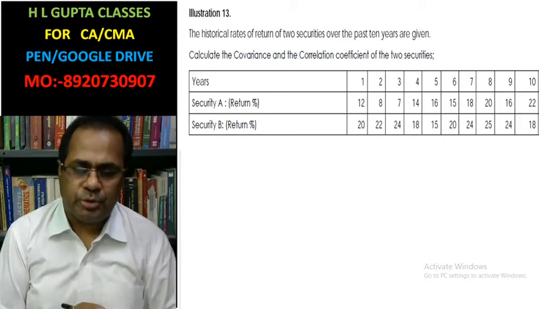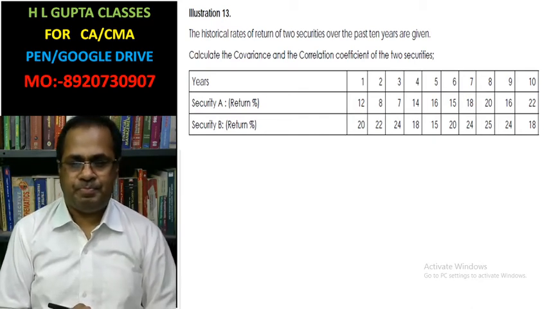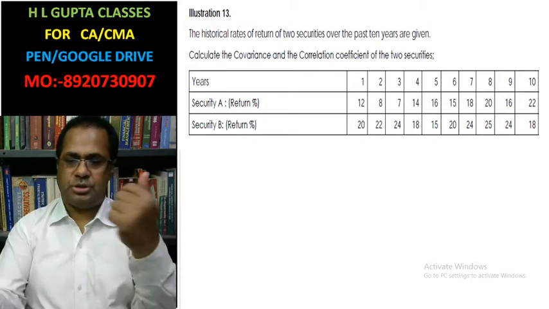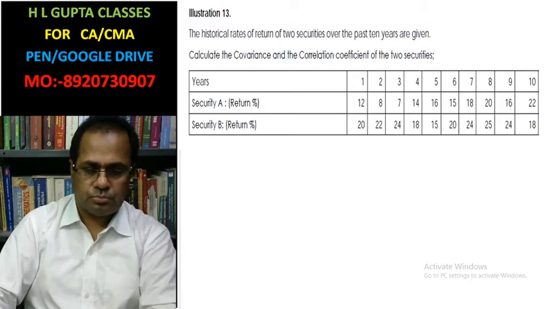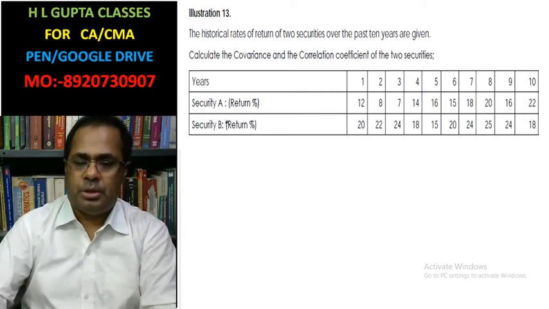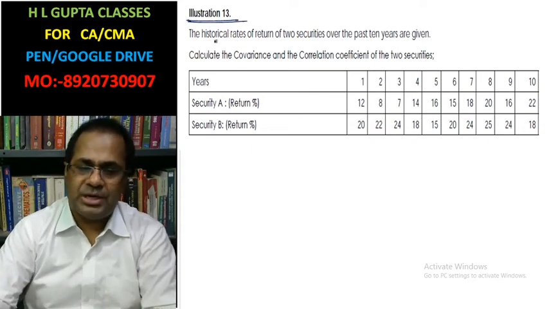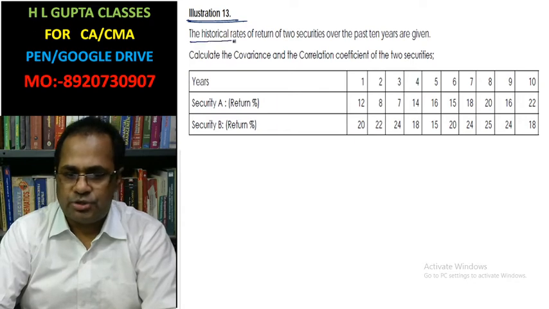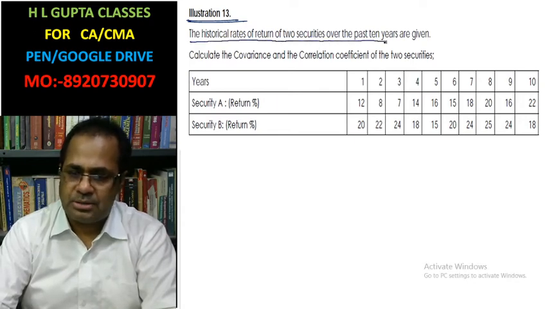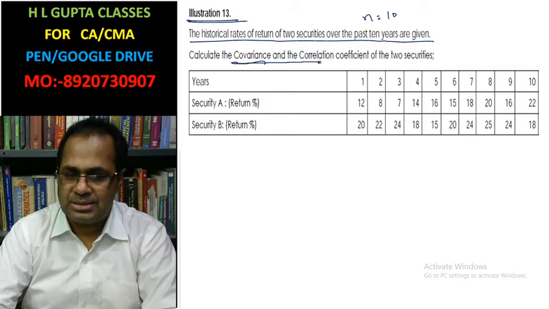Hello friends, I'm going to start illustration number 13 of portfolio management, CMA Final SFM. Please read the question here. This is one of the simplest questions. In this question, what is being asked? The historical rates of return of two securities for the past 10 years are given. Number of observations is 10. Calculate the covariance and correlation coefficient between the two securities.